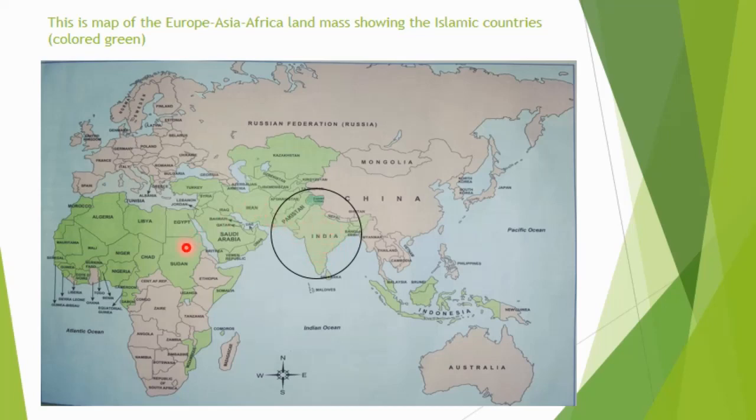Dear students, why are Islamic countries shown with the green color? Because green is a traditional color of Islam and it reflects the green color of the dome of Masjid Nabawi in Medina.